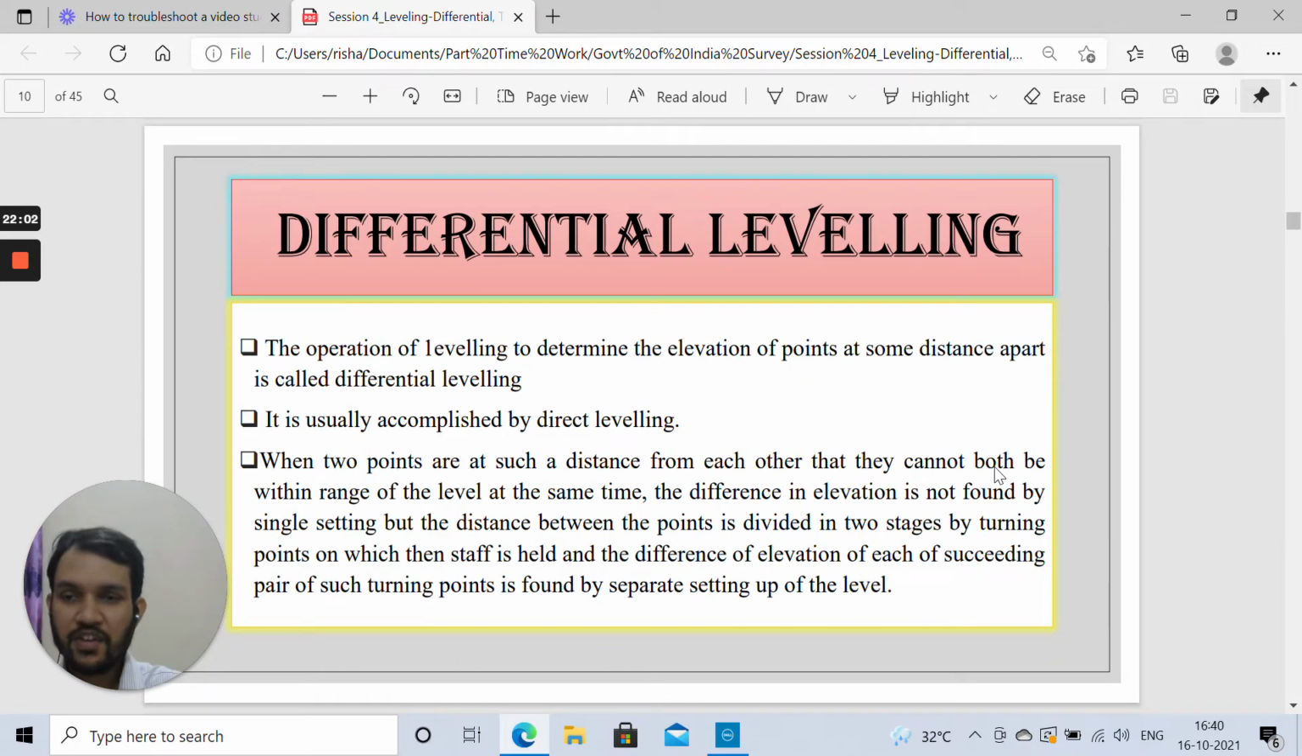Next is differential leveling, that we were initially talking about. What is differential leveling? It is basically the computing of difference in elevation between various stations. In differential leveling, we have to compute the difference in elevation between various stations, and they may not be just the case of 2 to 3 stations, there may be many stations.